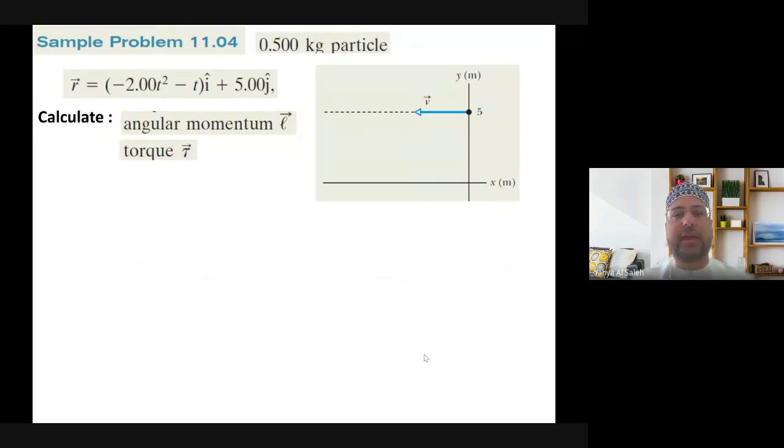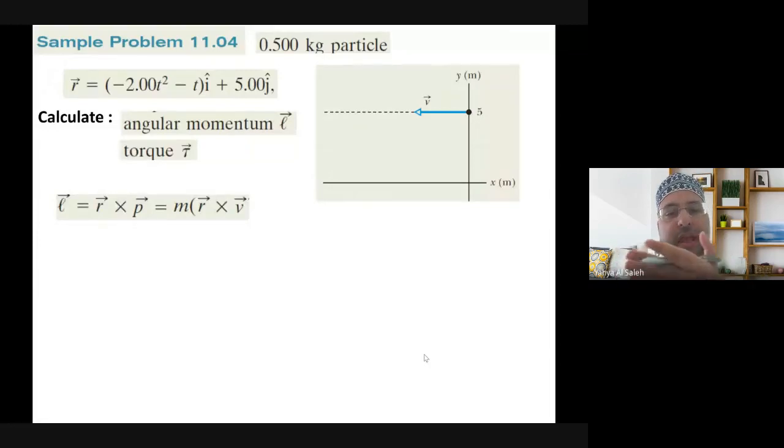So we have a half-kilogram particle, and its position is not fixed. It's actually given by a function, r equals minus 2t squared minus t in the i direction, plus 5 in the j direction. We want the angular momentum and torque. Okay, let's start with angular momentum. Angular momentum, we said, is r cross p, which is m r cross v.